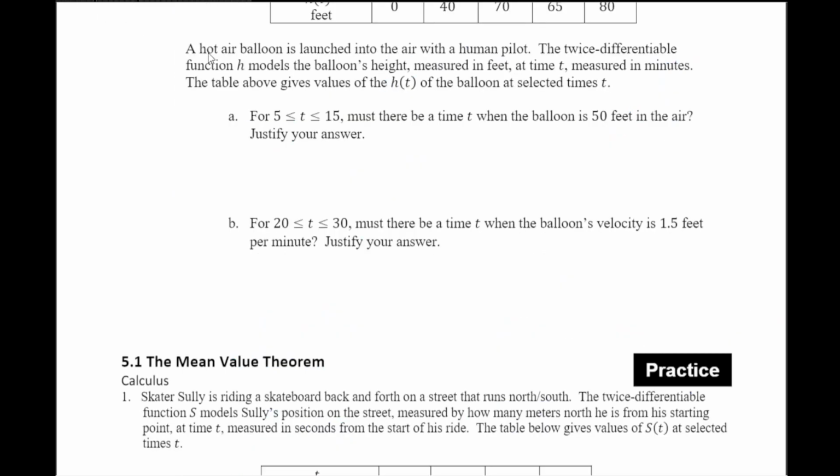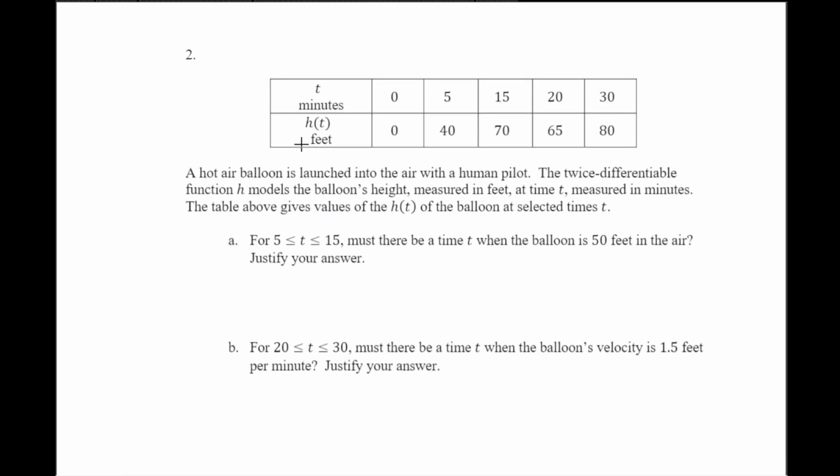So let's do some more practice questions here. A hot air balloon is launched into the air with a human pilot. The twice differentiable function h models the balloon's height, measured in feet, at time t, measured in minutes. The table above gives values of h of t, the height of the balloon, at selected times t. For t values between 5 and 15, must there be a time when the balloon is 50 feet in the air? Justify your answer.